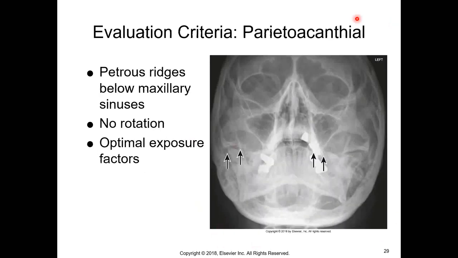And this is what it looks like radiographically. So you can see the petrous ridges below the maxillary sinuses. So here's your maxillary sinus, and your ridges are below, so that they're not impeding or superimposing this area. So if the doctor's looking for some kind of tumor or mass or even an infection, it's not superimposed.